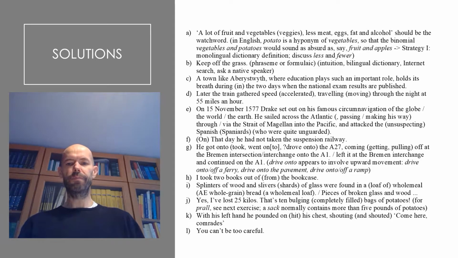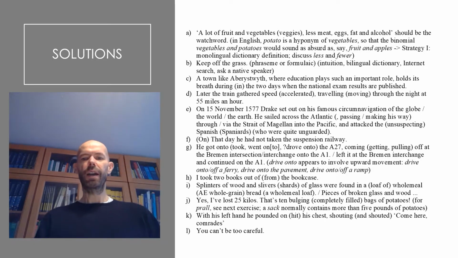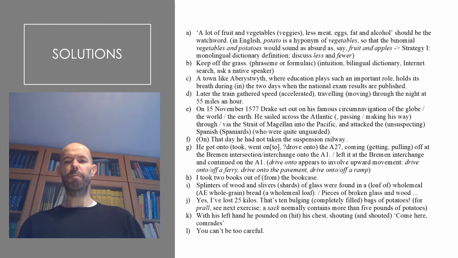Then we have 10 pralle Sack or Säcke Kartoffeln. In this case, I'd opt for bags of potatoes because a sack normally contains more than 5 pounds, and usually what we buy at the supermarket is not as large as that. So yes, I've lost 25 kilos. That's 10 bulging. We'll come back to the translation of prall in the next video. That's 10 bulging or completely filled bags of potatoes.